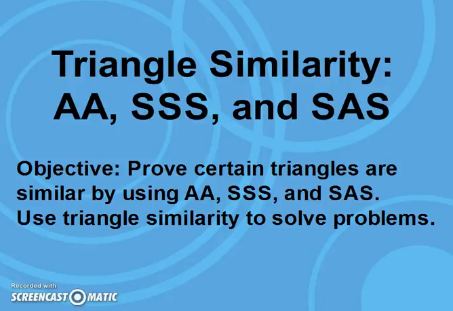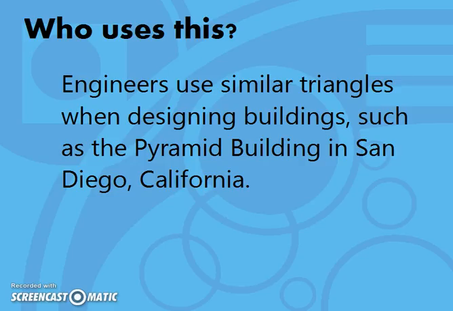Triangle similarity: angle-angle, side-side-side, and side-angle-side. Our objective is to prove certain triangles are similar by using angle-angle, side-side-side, and side-angle-side, as well as use triangle similarity to solve problems. Who uses this? Engineers use similar triangles when designing buildings, such as the Pyramid Building in San Diego, California.